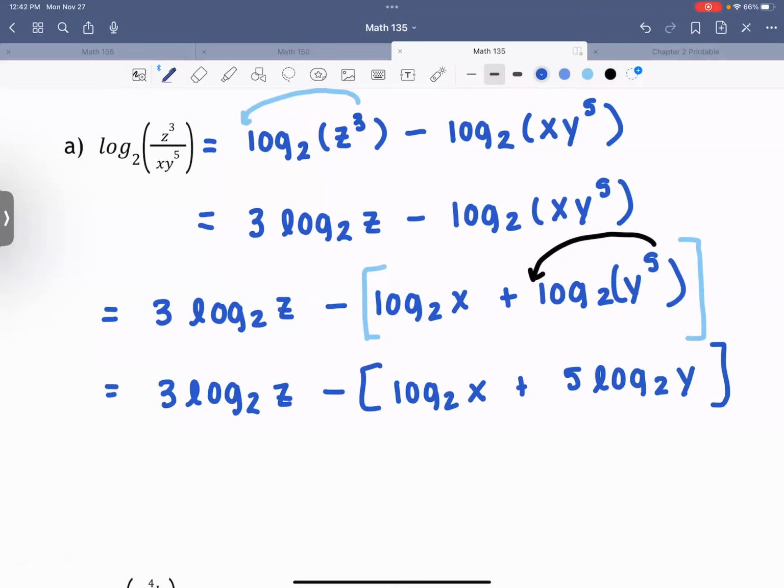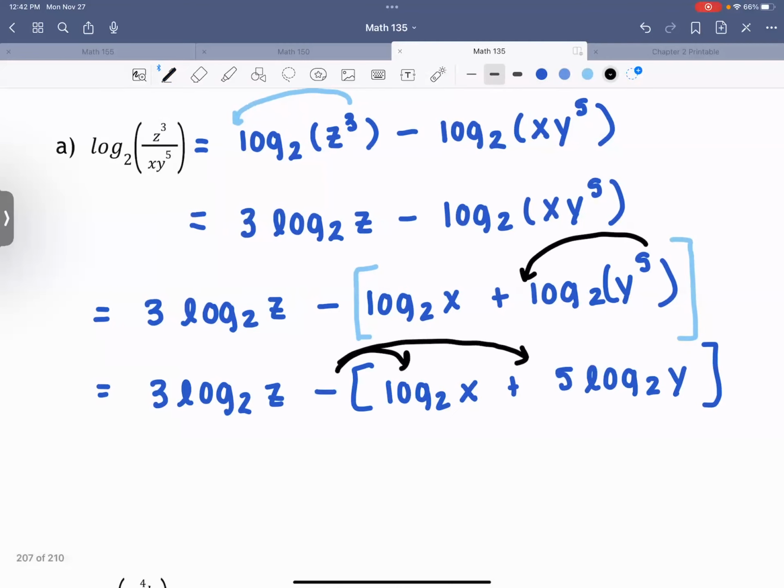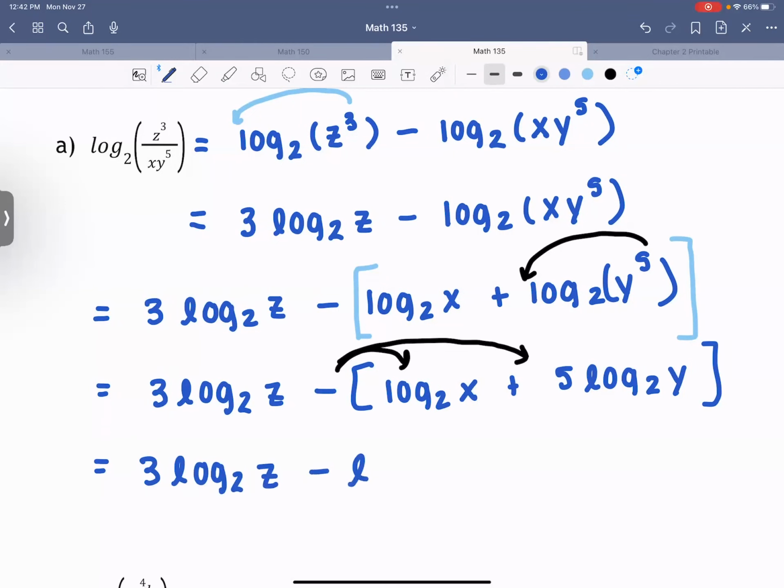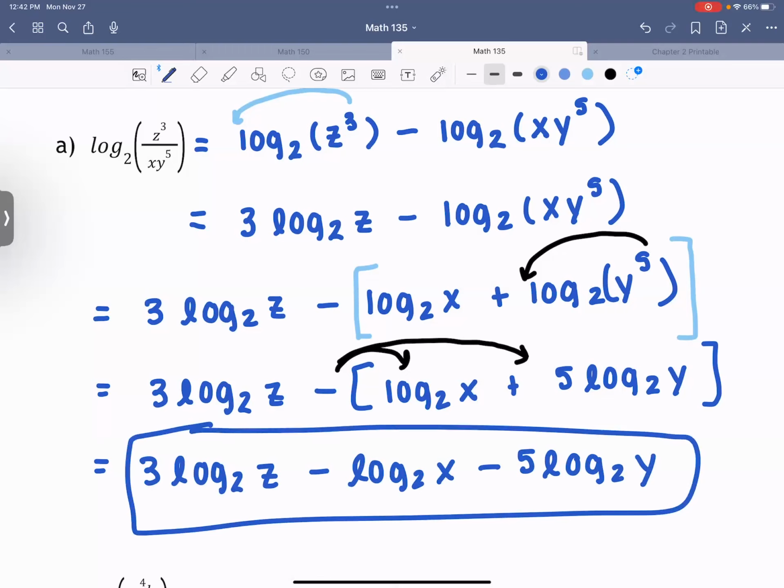Okay. What's my last step I could do? Yeah, right. So basically distribute the negative, right? Or change the signs, right? This becomes 3 log base 2 of z minus log base 2 of x minus 5 log base 2 of y. Okay, and that would be my final answer.